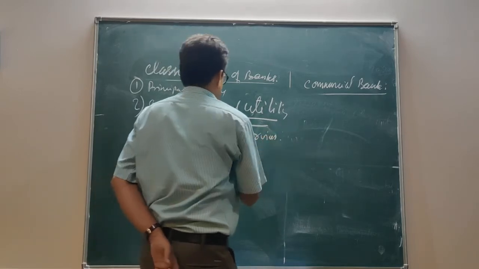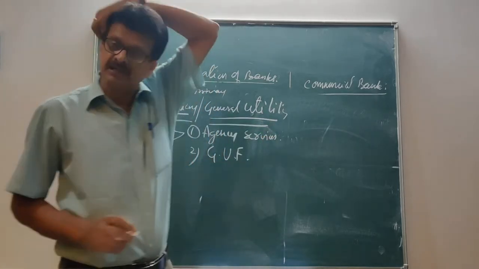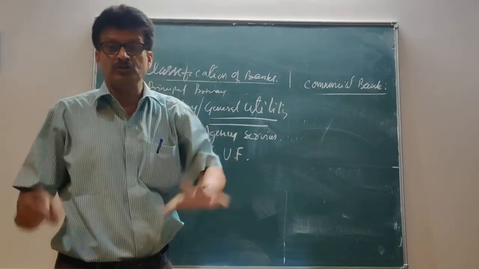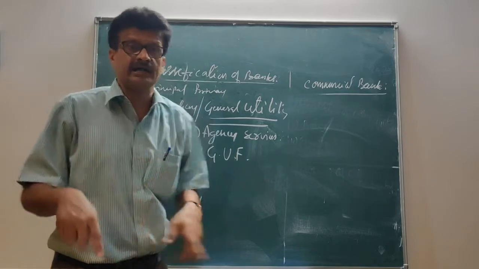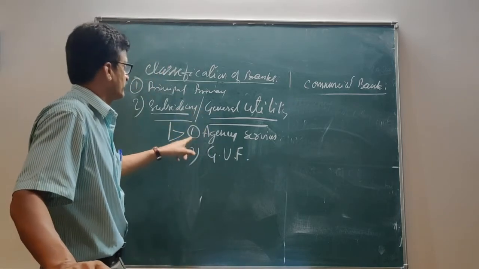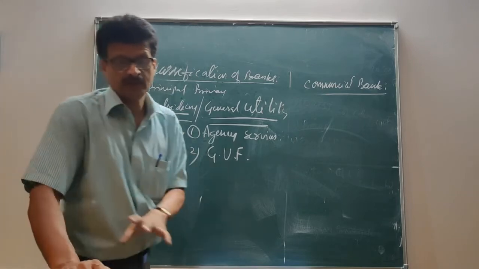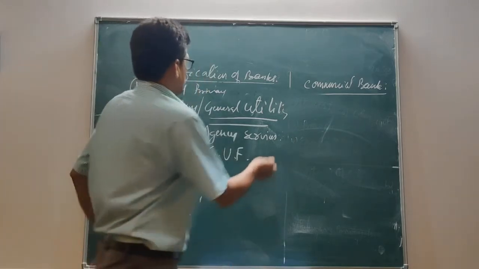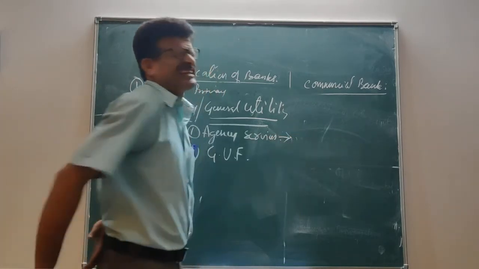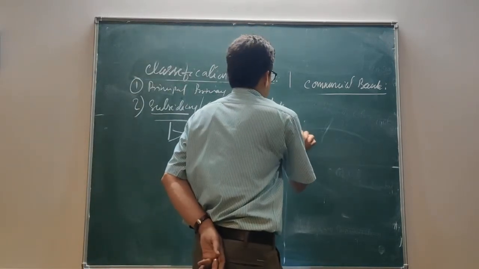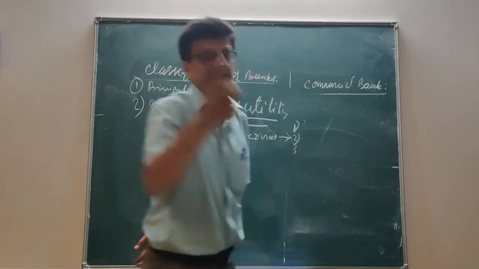General utility services are miscellaneous. What are those? Their contribution to economic development by carrying out these secondary or subsidiary functions, in the form of agency and general utility functions, is also very great. The first category is agency services, which the commercial bank performs. I will just state them and not explain all of them, because they are self-explanatory.